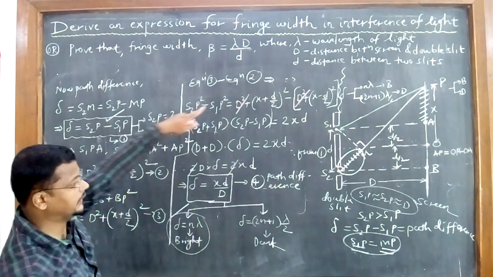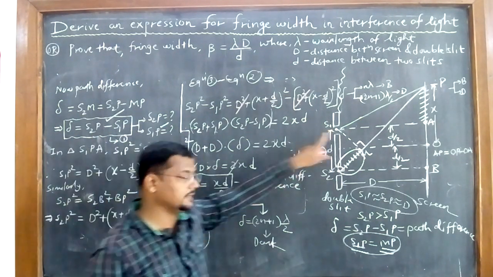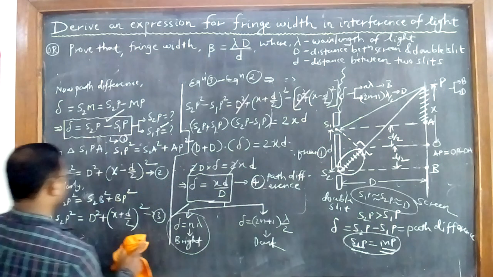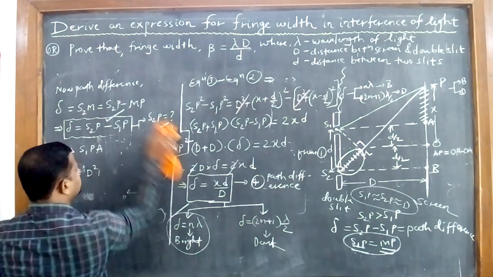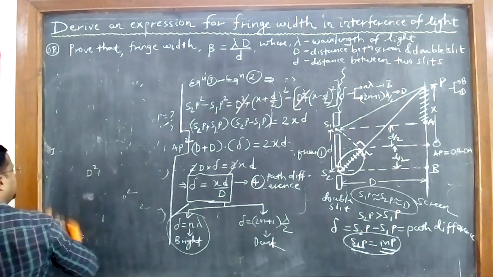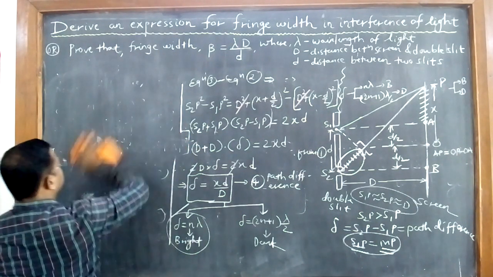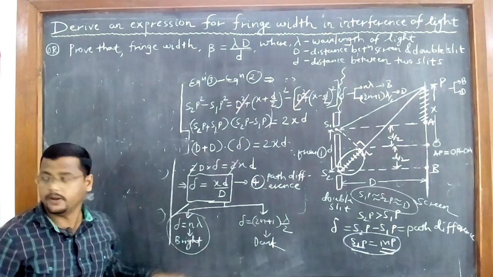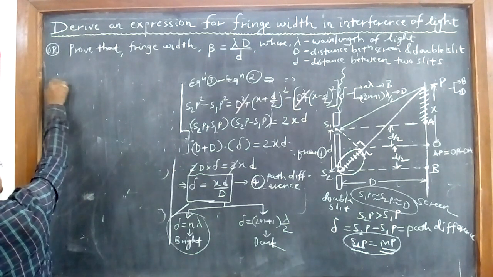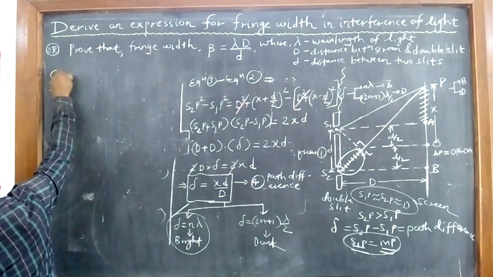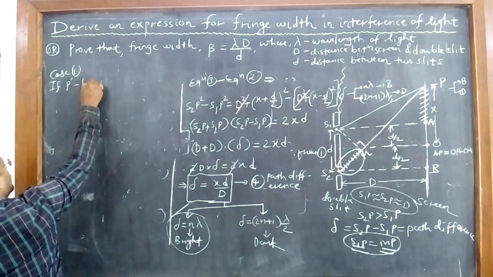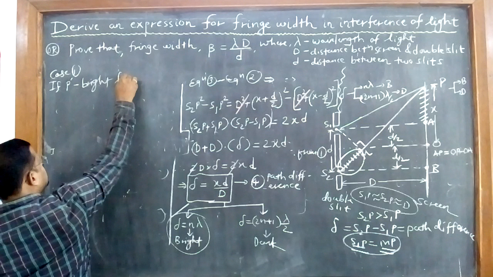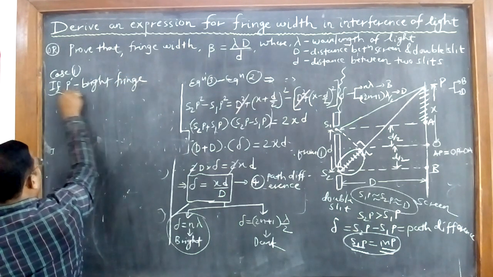I hope this derivation is clear to you. Now I still need the diagram, so I will keep that as it is. Here this side I will clean now. I hope you have understood. Now case 1: if at point P we have got the bright fringe, I told the two options, no?